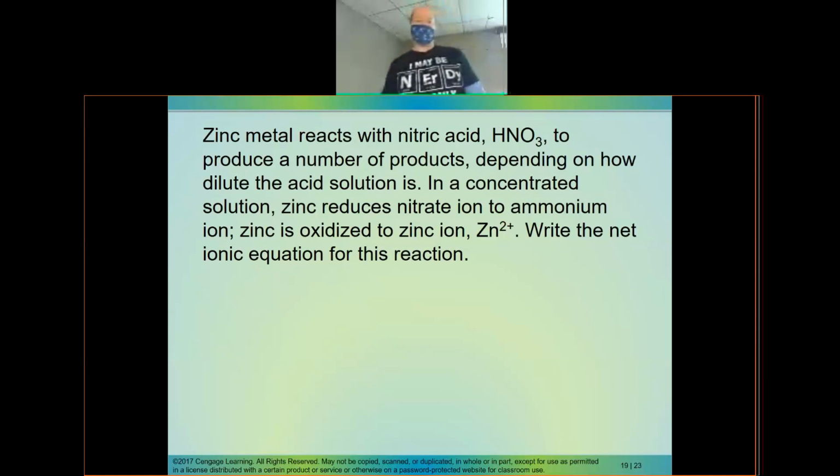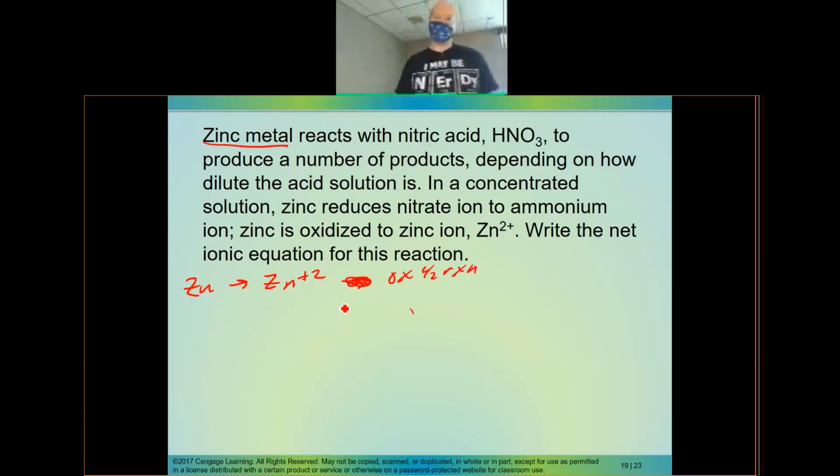All right. Zinc metal reacts with nitric acid to produce a number of products depending on how dilute the acid is. In concentrated solution, zinc reduces nitrate ion to ammonium ion, and zinc is oxidized to zinc plus 2. Write the net ionic equation for this reaction. All right, so we have zinc going to zinc plus 2. So we have zinc metal, 0, going to zinc plus 2. So this is our oxidation half reaction. A 0 going to a plus 2.